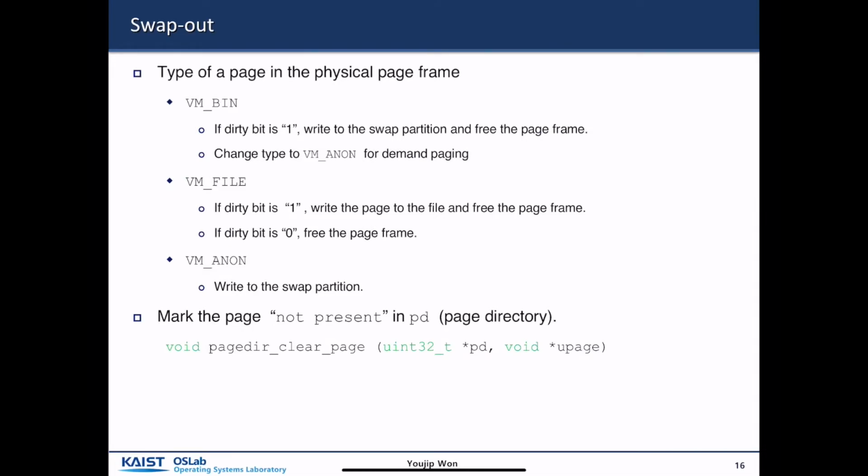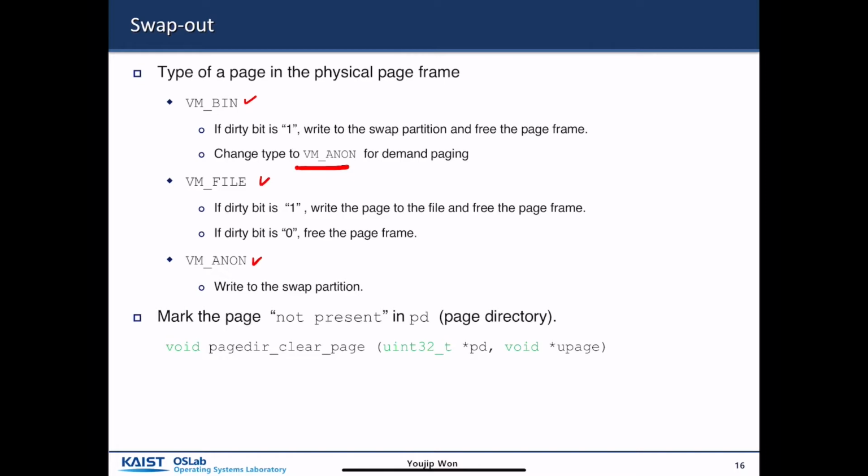When we swap out a page, we have to take different actions based upon the type of the page frame. There are three types of page frame: VM binary, VM file, and VM anonymous. When we swap out a page associated with VM bin, if the dirty bit is 1, then we have to write to the swap partition and free the page frame. And when we do that, we have to change the type to VM anonymous for demand paging.